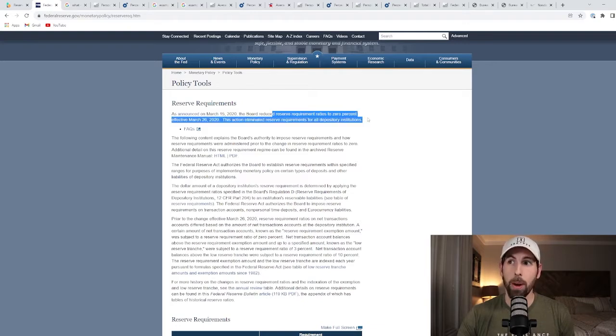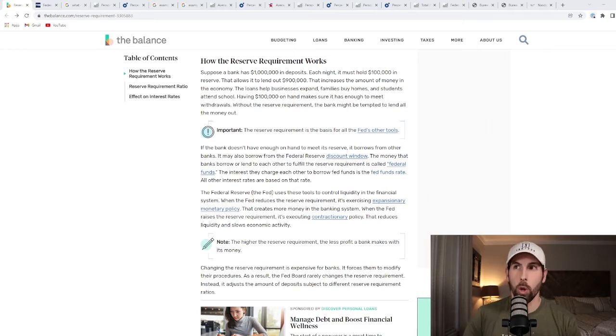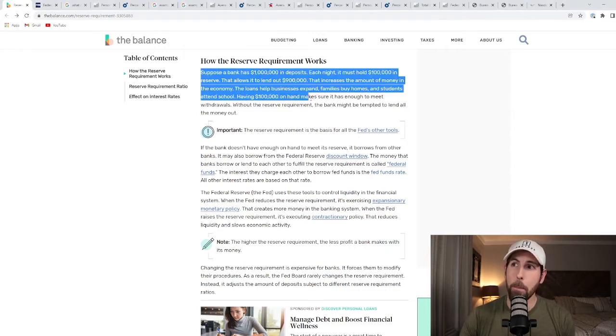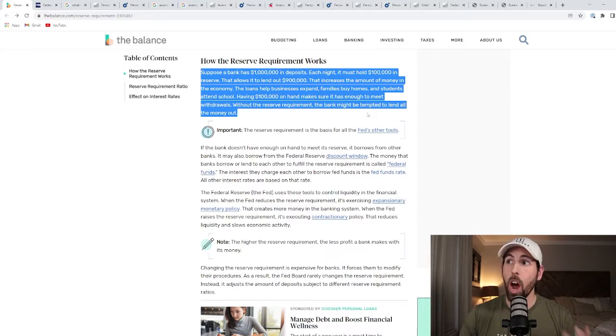Now let's talk about reserve requirements and how this affects things. So let's check back at this article to see how the reserve requirements work, okay? Suppose a bank has $1 million in deposits. Each night it must hold $100,000 in reserve. That's about a 10% rate. That allows it to lend out $900,000.